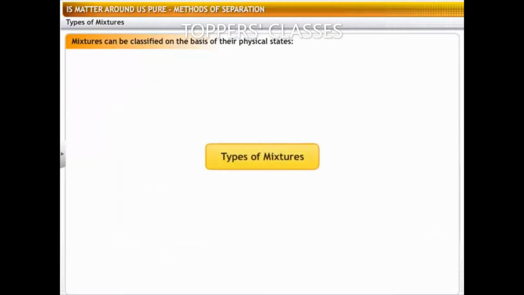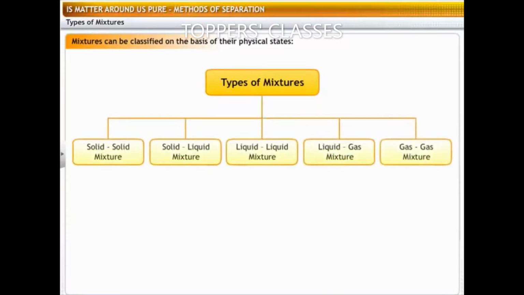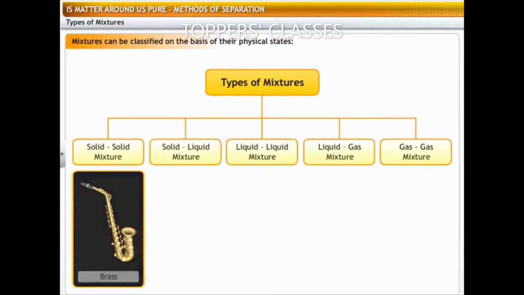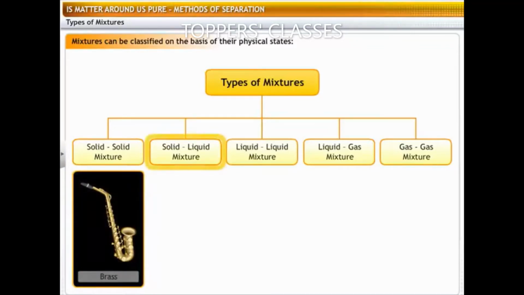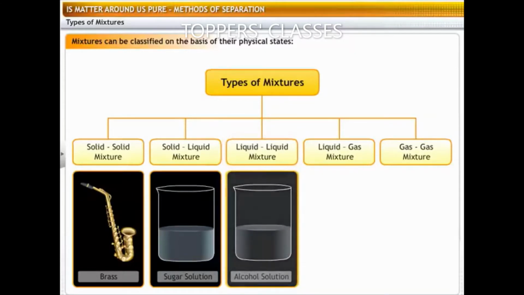You may come across several types of mixtures in daily life as well as in the laboratory. Mixtures can be classified on the basis of their physical states. Solid mixture. Metal alloys are actually solutions of solids in solids. For example, brass is a solution of zinc in copper. Solid, liquid mixture. A sugar or salt solution is an example of a solution of solid in a liquid. Liquid, liquid mixture. Alcohol in water is a liquid in liquid mixture.